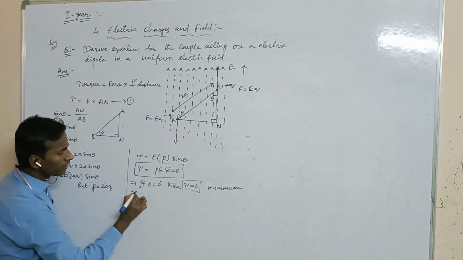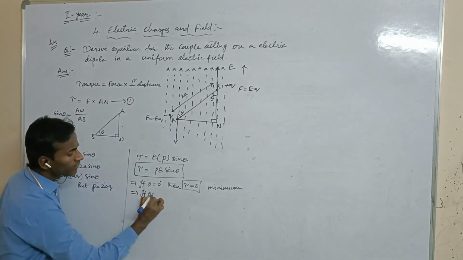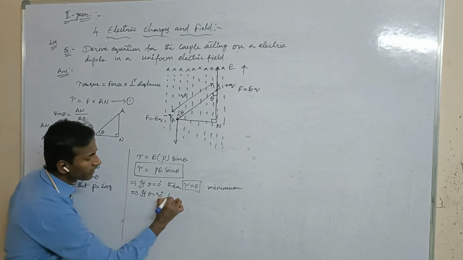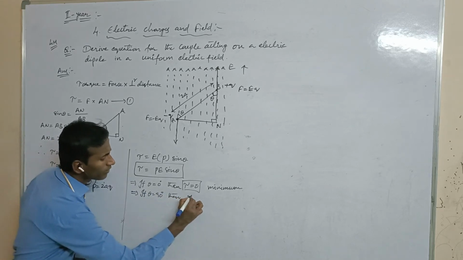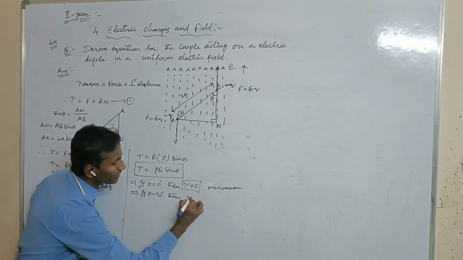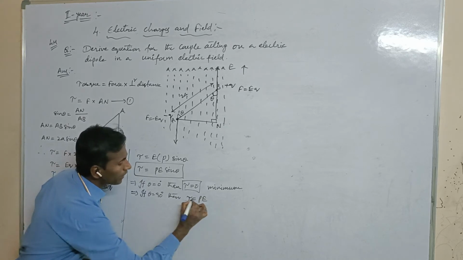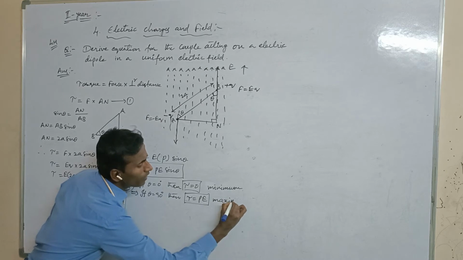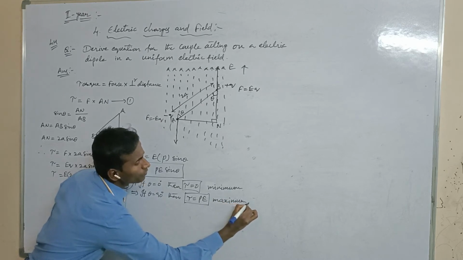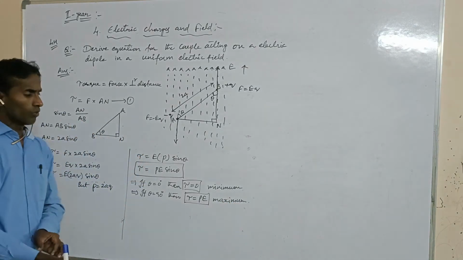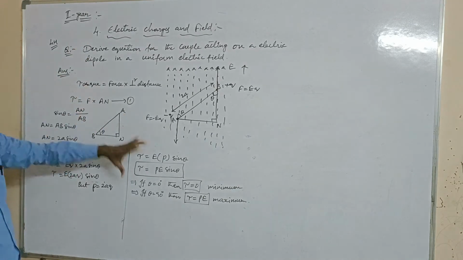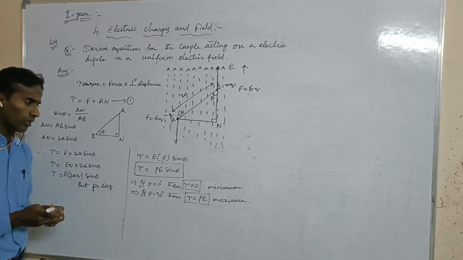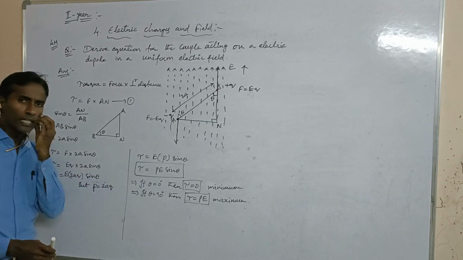And now see here the replies. If the theta value is 90 degrees, then the torque value will be maximum. That is PE. This is the maximum value. So this is our required formula: torque tau is equal to PE sin theta.